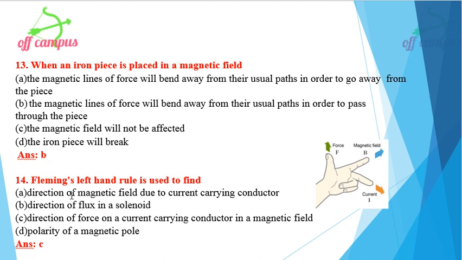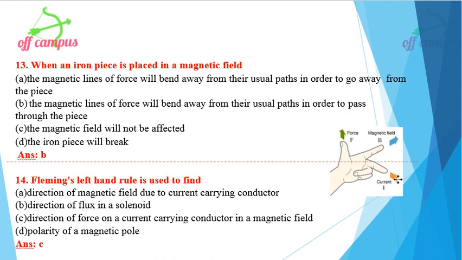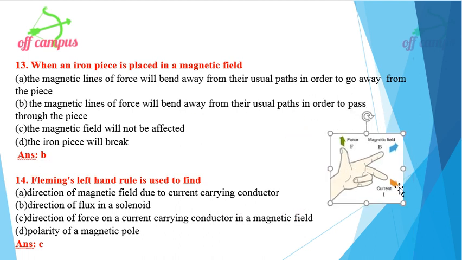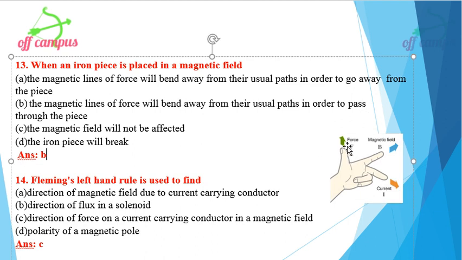Okay, Fleming's left hand rule is used to find the direction of magnetic field due to a current carrying conductor, direction of flux in a solenoid, direction of force on a current carrying conductor in a magnetic field, or polarity of a magnetic pole. So which one? Option C, direction of force on a current carrying conductor in a magnetic field. So option C is the right option.